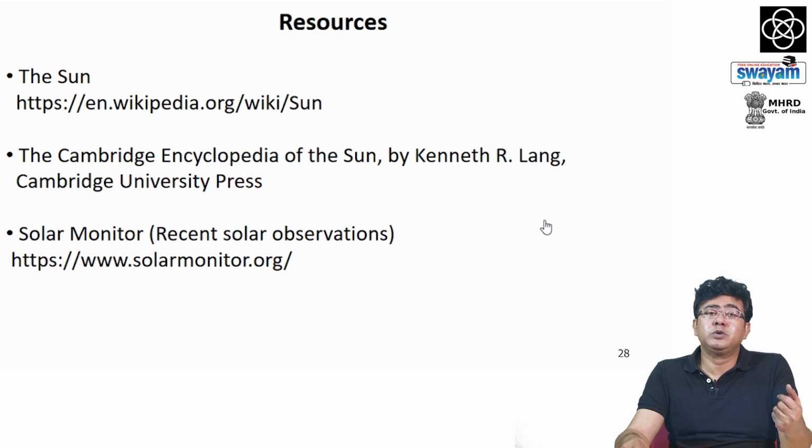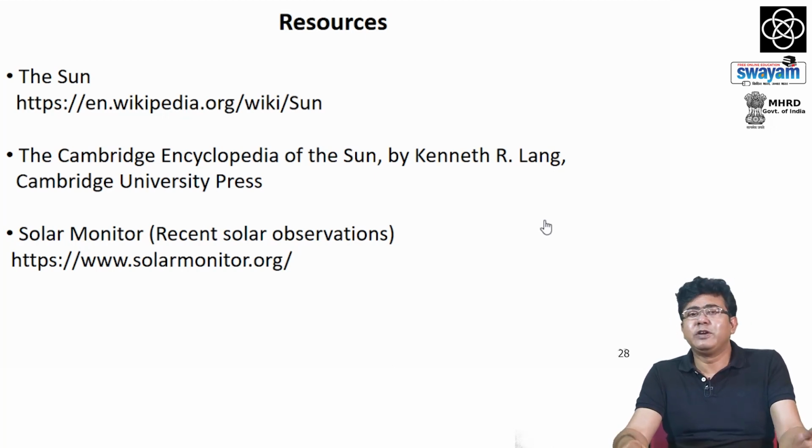And if you want to look at very recent, almost real-time observations of the sun in various wavelengths, starting from the sun's surface to its outer corona, you can look at this website known as solarmonitor.org, where they collect very recent observations from various satellites and ground-based observatories. And finally, this book called the Cambridge Encyclopedia of the Sun by Kenneth R. Lang is also a very nice first book, which is written in simple terms, with some nice pictures, images and simple explanations of various solar phenomena, and is a good first book to understand the sun at a very phenomenological level.